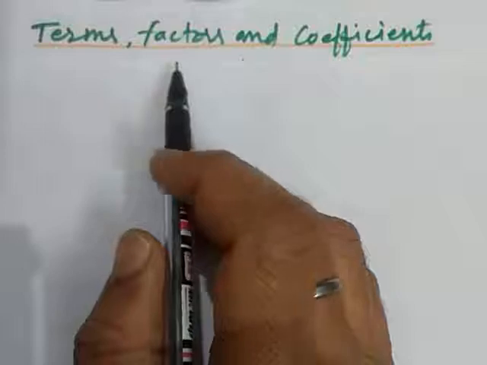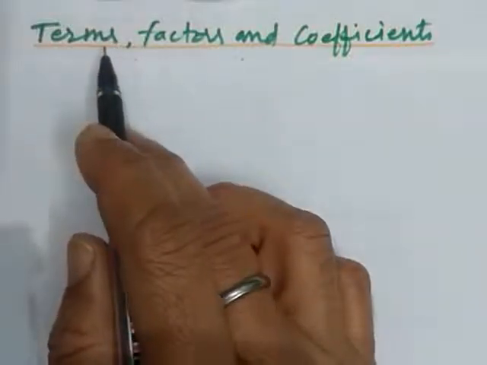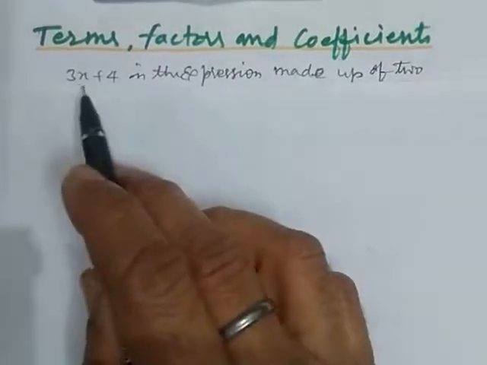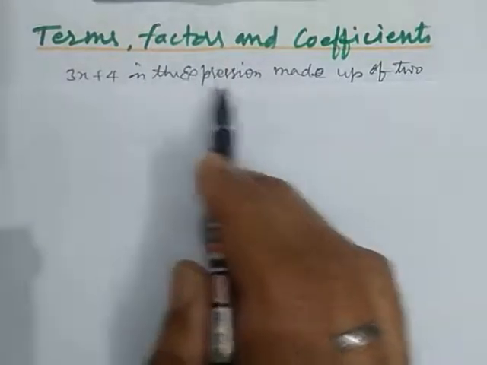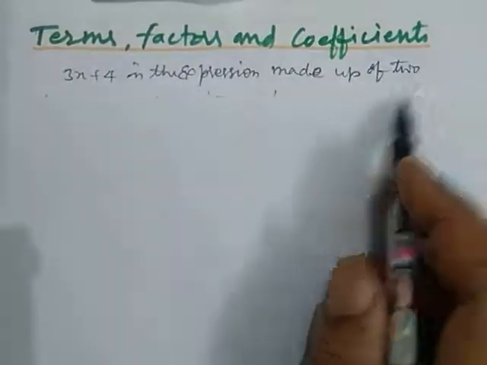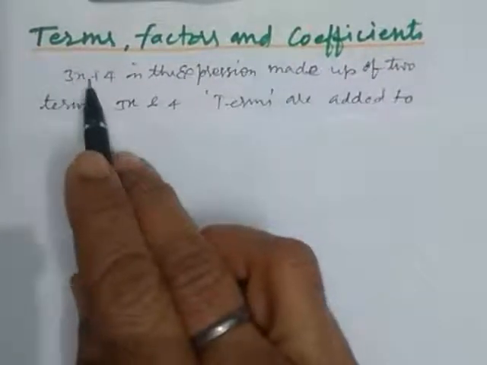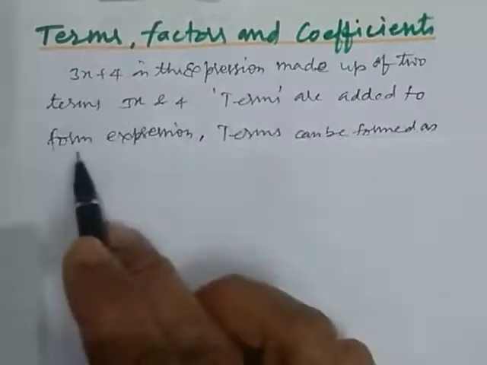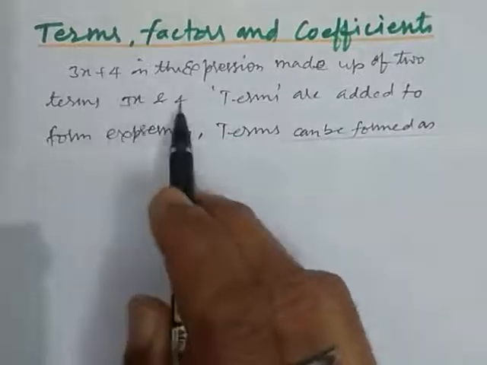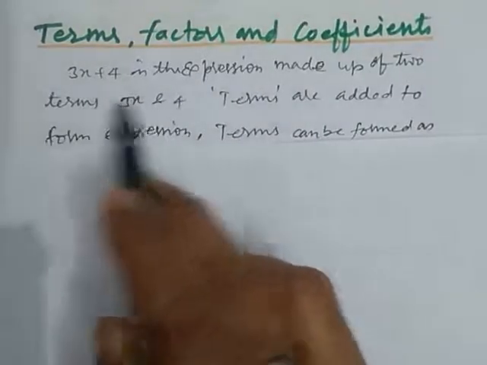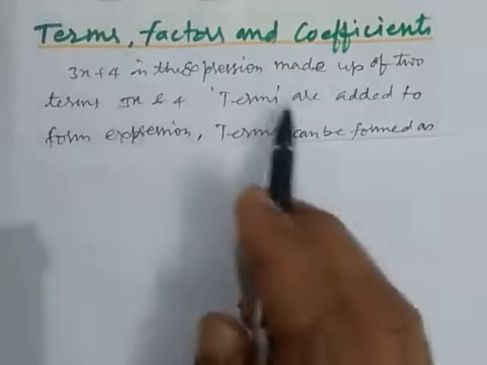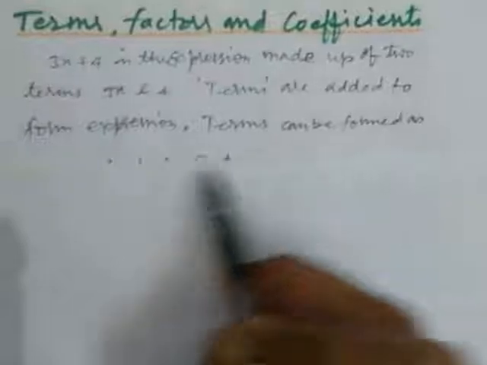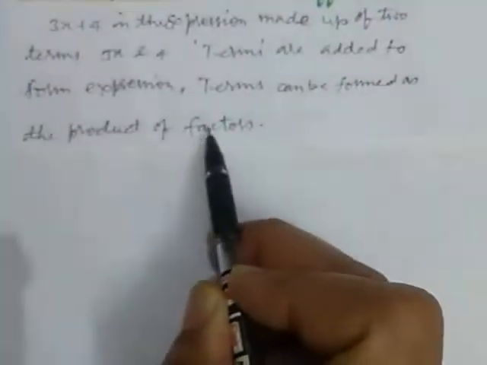Now we learn terms, factors and coefficients. 3x plus 4 is an expression made up of 2 terms, that is 3x and 4. Terms are added to form an expression. Here 3x and 4 are the terms, and by adding these we get the expression. Terms can be formed as the product of factors.